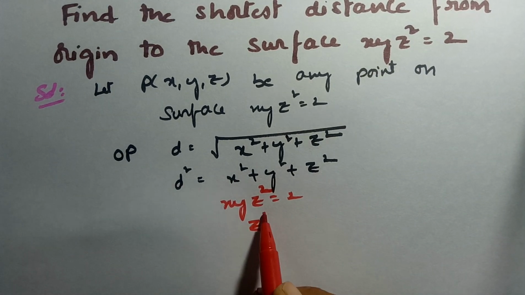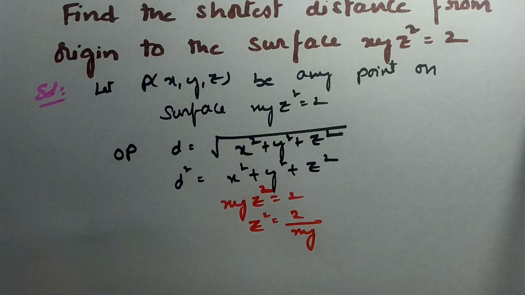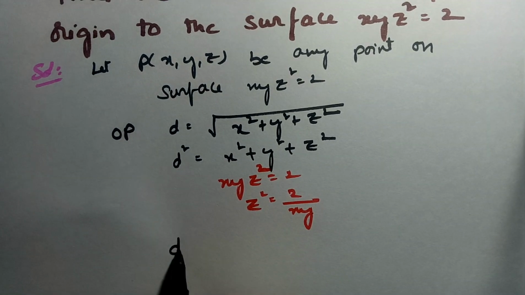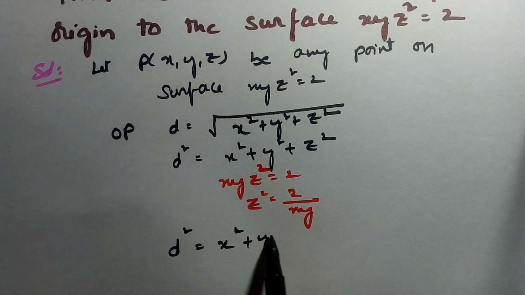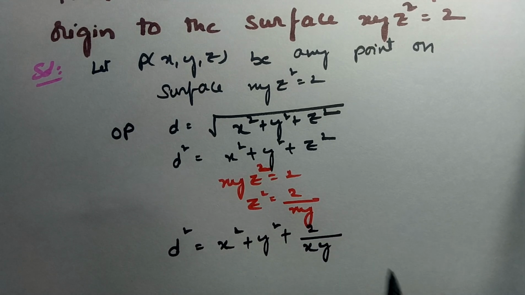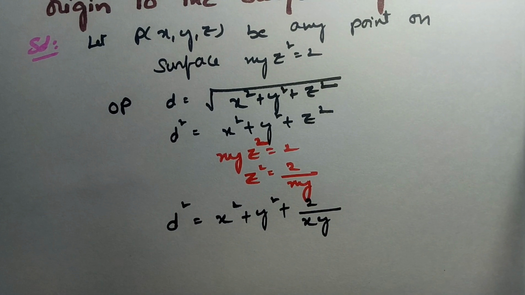From this, what is z square? z square will be 2 by xy. So remember, I am substituting this in here. d square is equal to x square plus y square, then z square is nothing but 2 by xy. So our d square is ready here. So this is the distance.